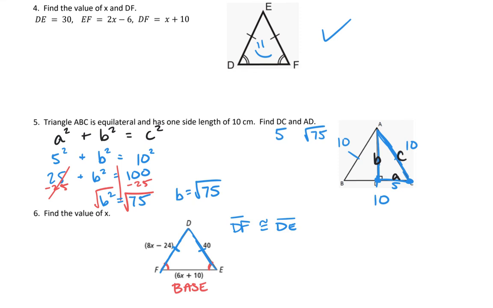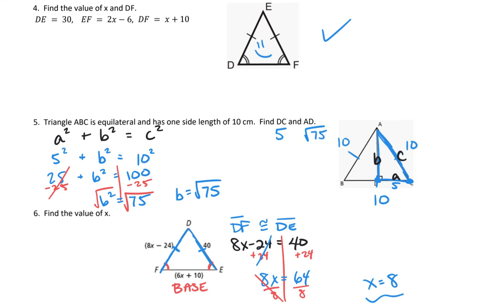All right, which means that I have an equation here that says 8x minus 24 is equal to 40. Okay, so that 6x plus 10 was there kind of to distract you. That's not equal to those other legs. So we'll do a little bit of algebra. Add 24 to both sides. 8x equals 64. Divide by 8. And x equals 8.